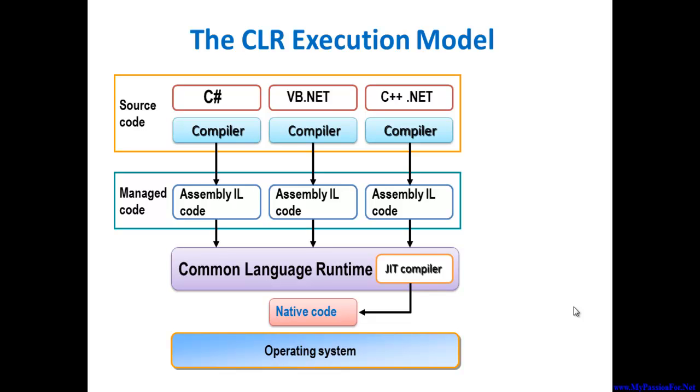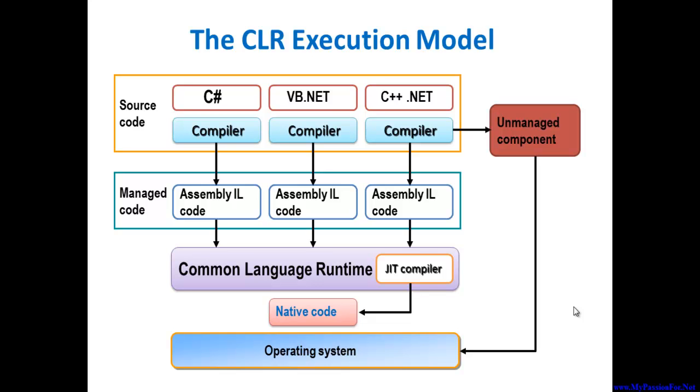Now we talked only about managed code. What if I have some unmanaged code? How does that work normally? Let's say you have an unmanaged component, in a language like C++ or VB or C. In those programming languages, the moment you compile, they are directly converted into native code to be executed on the operating system. This is the difference between normal .NET code and an unmanaged component.